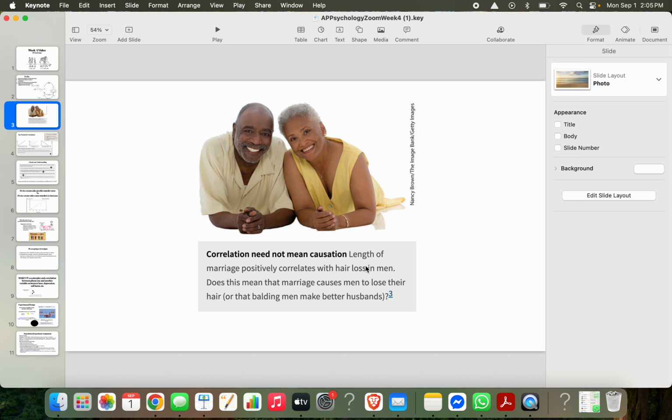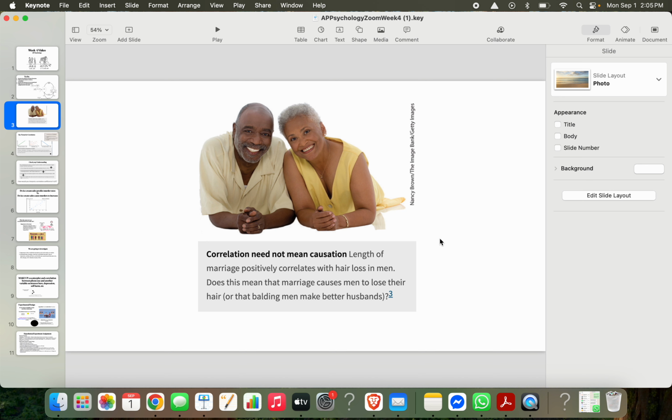So remember that correlation, that two things are related to each other, doesn't necessarily mean one thing causes another. If we look here, we have length of a marriage positively correlates with hair loss in men. Does this mean that marriage causes men to lose their hair? Or that balding men make better husbands, right? Well, we don't know any of that.